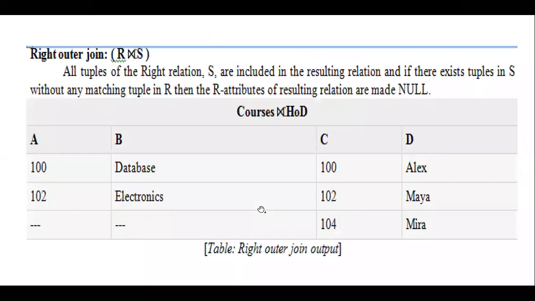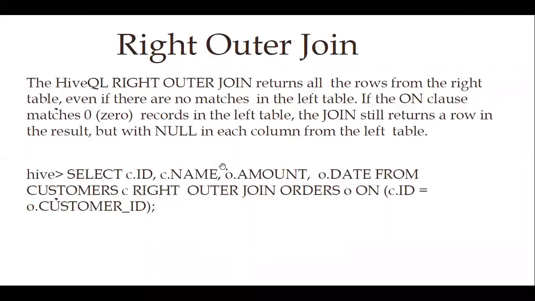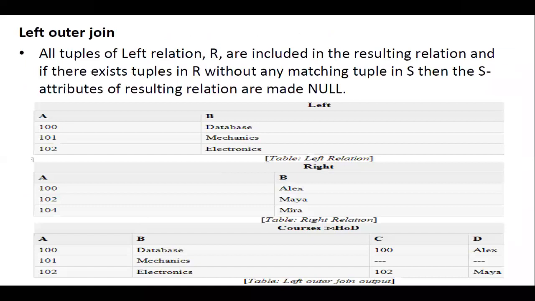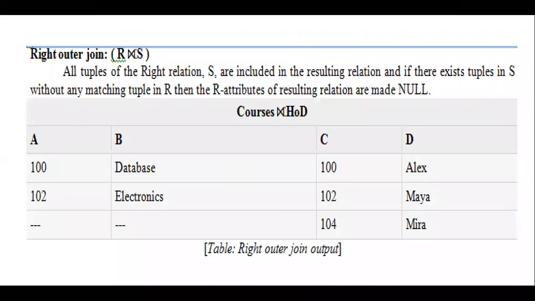So again, we'll take the same example. Whatever you took in the previous example as the input, the left table and the right table, we are taking them as they are, and from these tables we are just deriving this result.